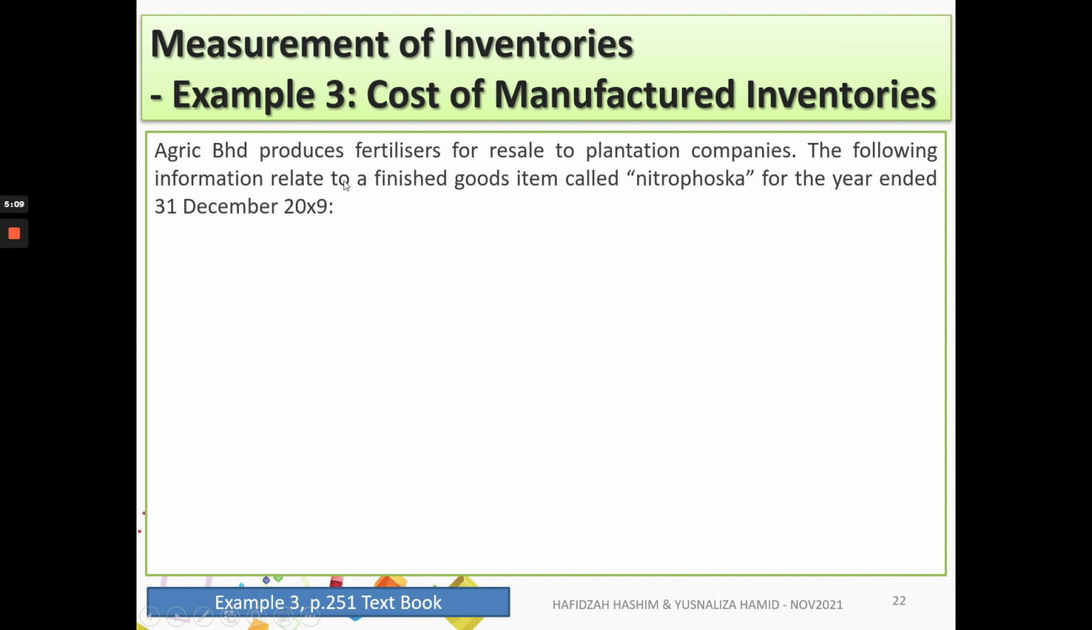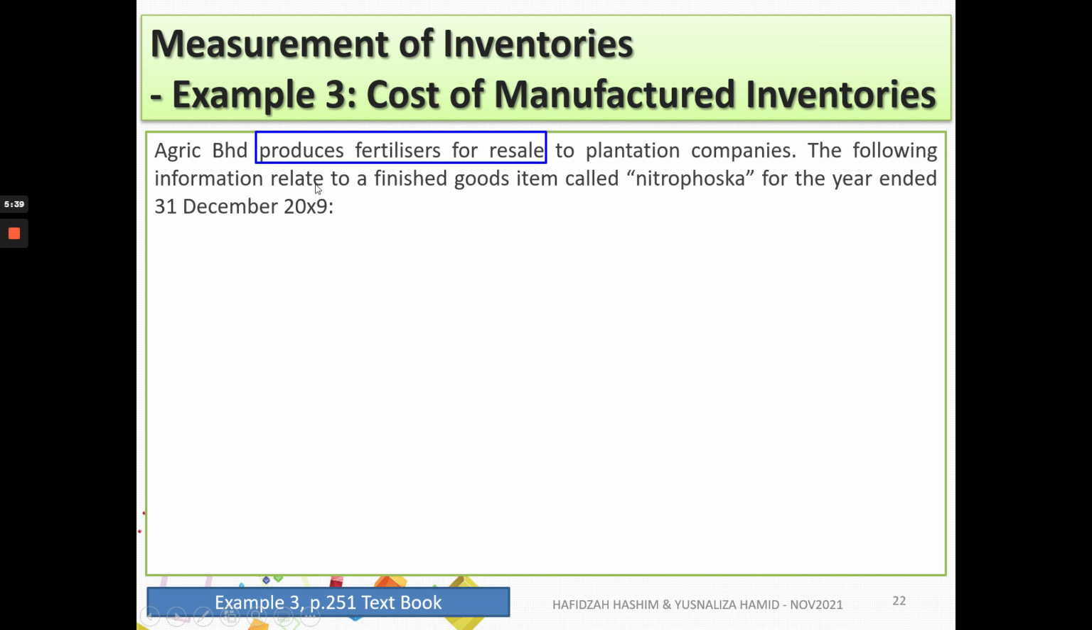Here is a manufacturing entity. You have Agric Berhad, which produces fertilizers for resale to plantation companies. These are the goods that are produced as a result of the manufacturing process. The following information relates to the finished goods of an item called Nitrofosca for the year ended 31st of December 2000X9. This is the fertilizer with the name Nitrofosca.